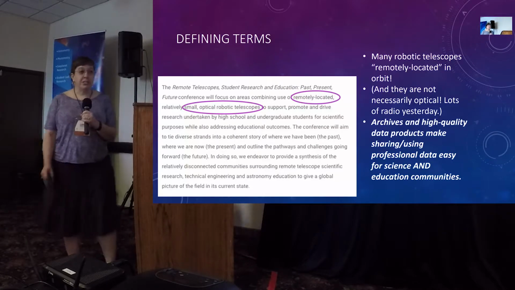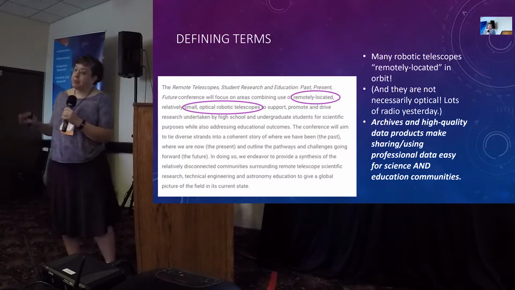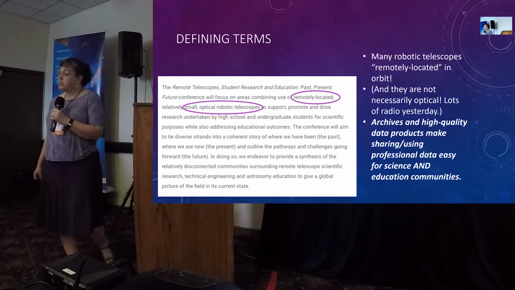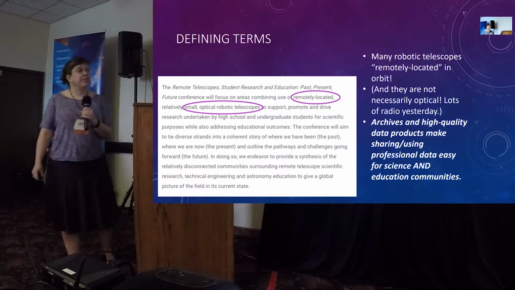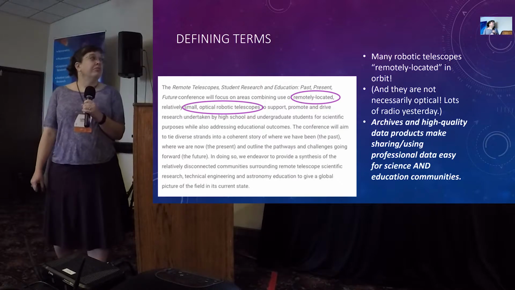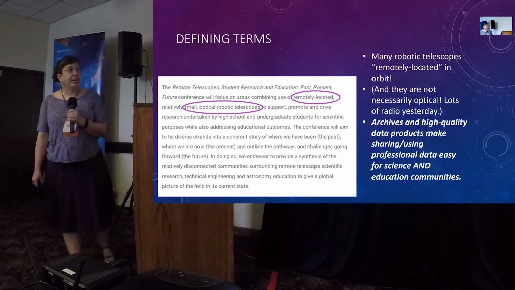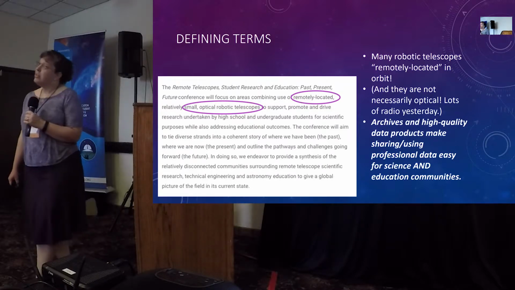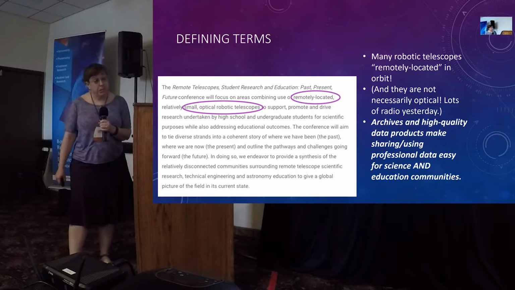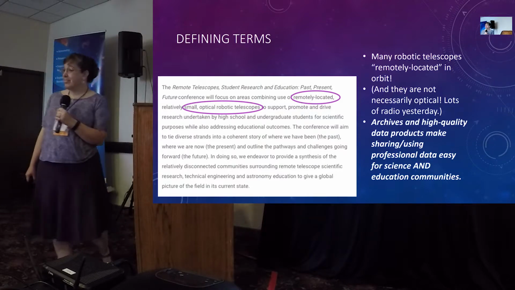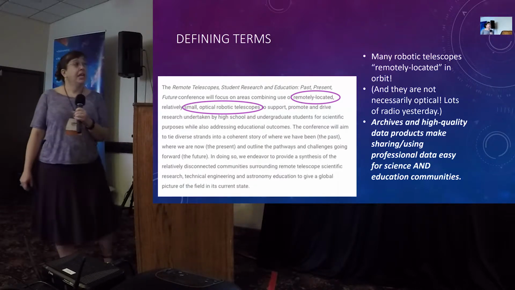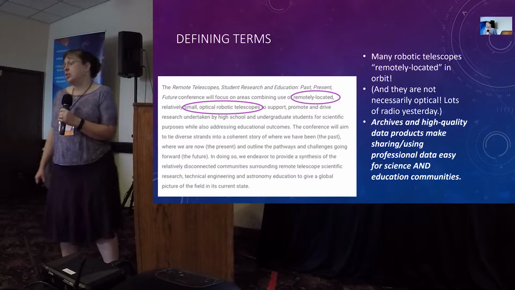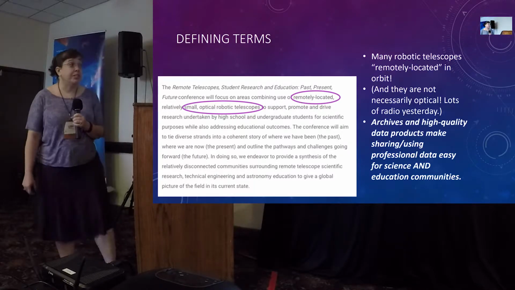So I just wanted, especially since everyone's still waking up, I thought we better define some terms here. The text you can't read there is from the description of this conference, and they talk about remotely located, relatively small optical robotic telescopes, where a lot of the telescopes I use are indeed robotic, and they are distantly located. They just happen to be in orbit. So I'm going to expand the definition of robotic telescopes a little bit. And they're not necessarily optical for me. And certainly we talked about lots of radio telescopes yesterday.